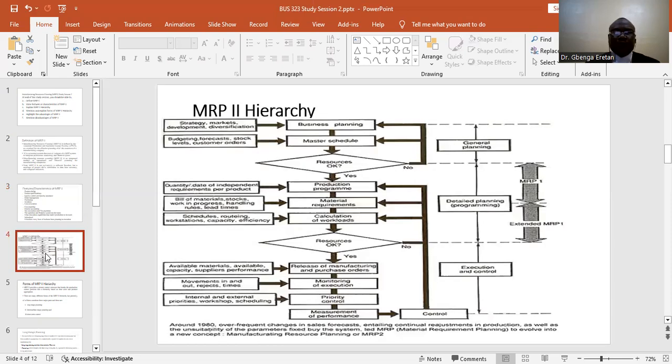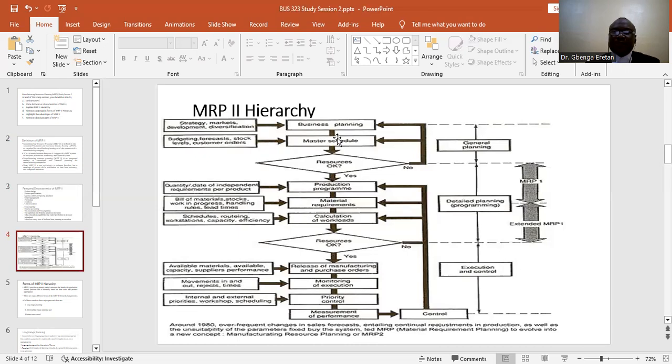We now move on to look at the hierarchy of MRP 2. When you talk about the hierarchy of MRP 2, you're talking about the flow of activities of MRP 2. When you look at the point of the cursor, we have the strategic management, the market, and this will now go into our business plan. And also, we have budgeting, forecasting, stock level taking. It will also go into our master production schedule.